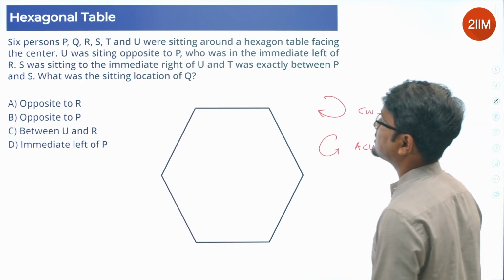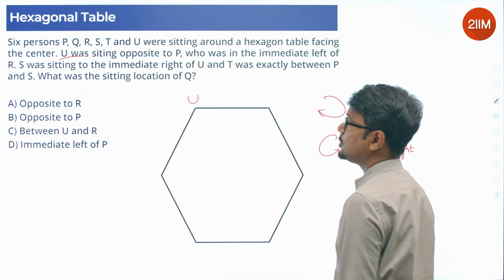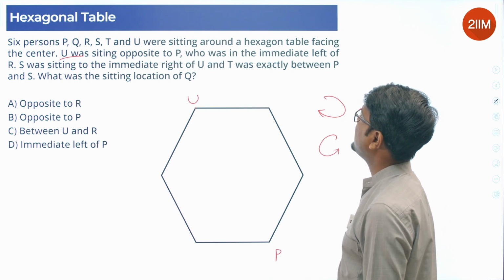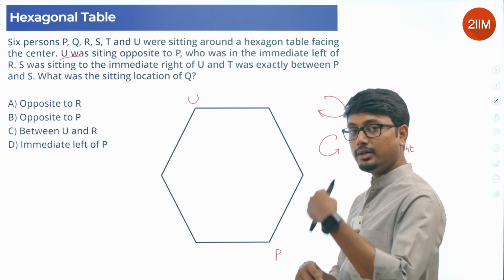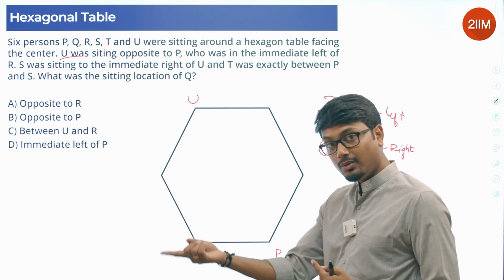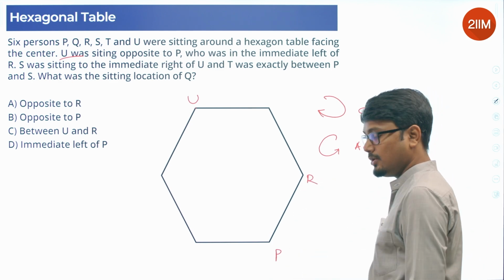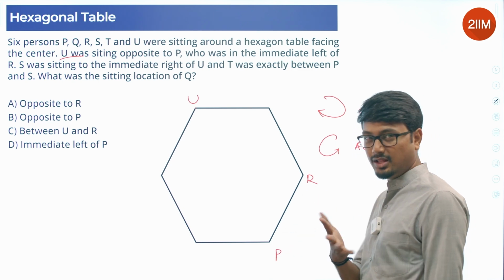Okay, so let's fix the first person. U was sitting opposite to P, exact opposite to P. Who was in the immediate left of R? So P is immediate left of R. Other way around, P is immediate right would be R. So P is here, immediate right would be this R. So P is immediate left of R, or R is immediate right of P. Either way around, it's same.